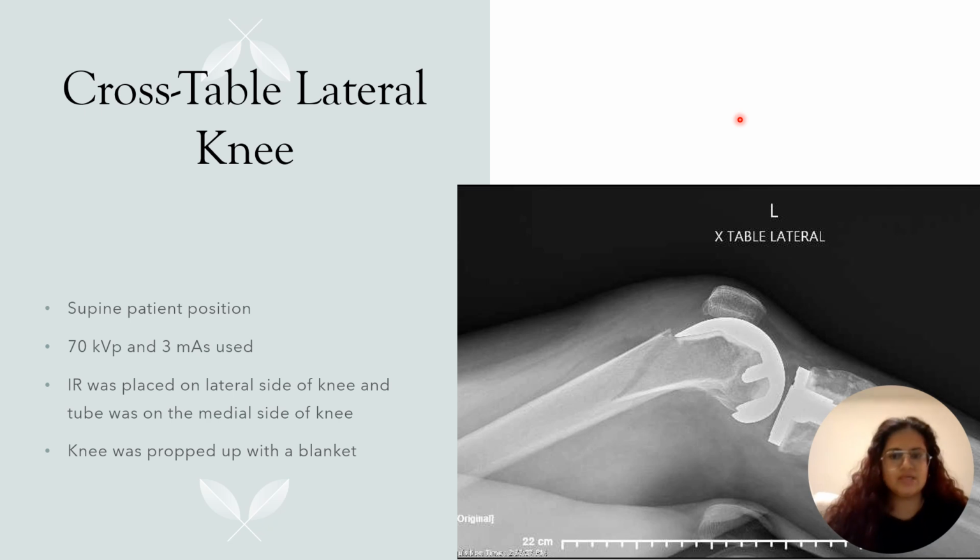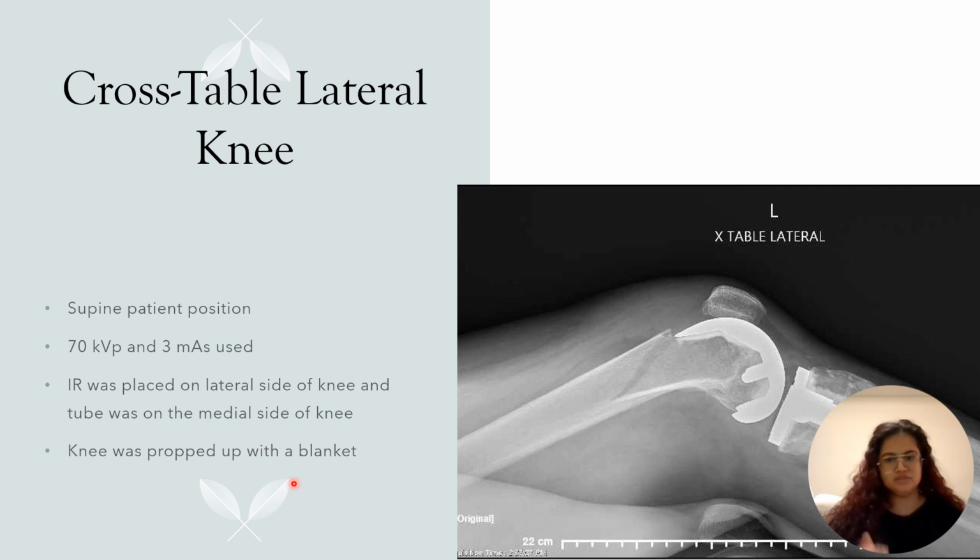For the next view that we had, it was a lateral knee. Because of the state of her pain and the state of her fracture, we could not get her to turn or to lean, or put any kind of weight on that side. So we had to do a cross table lateral, which means that the patient was supine, but we placed the IR on the lateral side of her knee and shot through the medial side of her knee. So the tube was on the medial side perpendicular to the knee, and that's how the image was captured.